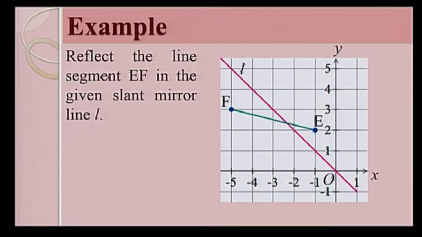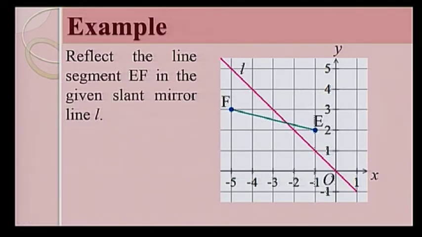We take another example. Reflect the line segment EF in the given slant mirror line L. Okay, now, what can we see? We see that the point E and the point F are on the opposite sides, right? So, how to proceed? Well, that's simple.